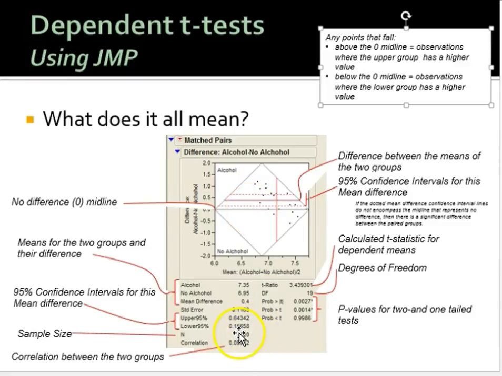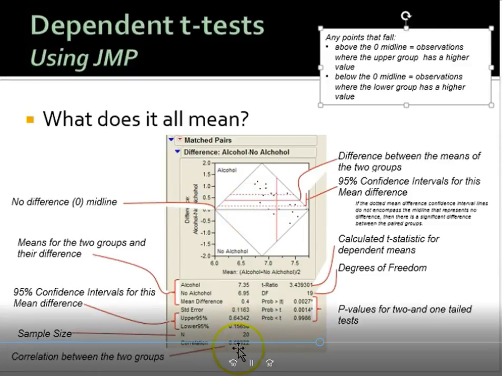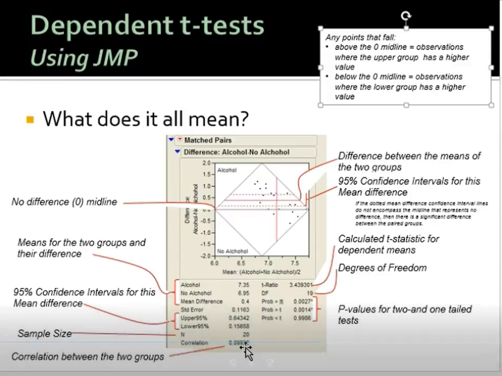It's telling us how many paired observations we have. It gives us a correlation between those two, and we'll get into this a little bit more when we move into looking for relationships. But essentially, this correlation is trying to tell you how much of the variance between these observations can be accounted for by this one treatment. So if you see that you have a higher alcohol, do you also have a higher no alcohol? In other words, it's looking to see if you see a similar trend.